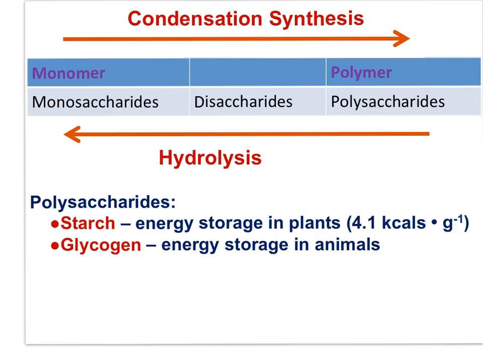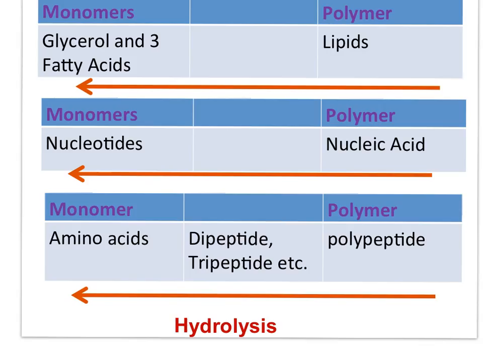This slide should look familiar to you. Enzymes digest polysaccharides into monosaccharides in a process known as hydrolysis. Enzymes digest lipids into glycerol and fatty acids in a process known as hydrolysis. Enzymes digest nucleic acids into nucleotides in a process known as hydrolysis. And enzymes digest polypeptides, proteins, into amino acids in a process known as hydrolysis.